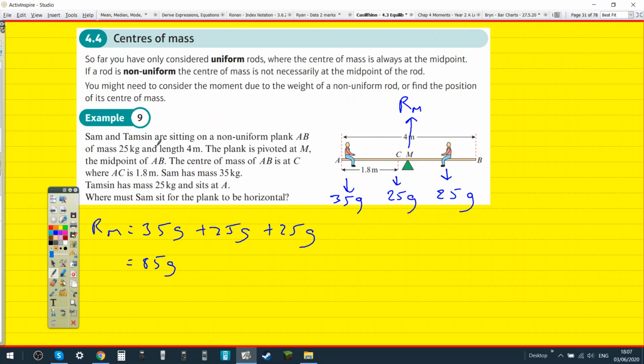Non-uniform plank, length 4. Plank is pivoted at M. The center of mass is at C. Sam has 35. Where must Sam sit so that it is in equilibrium? Okay, so do we work the force of Tasnim, and then it has to be equal to the same as his, so then we can work out the distance maybe. So you just take moments about any point and then go from there. So which point do you want to choose?